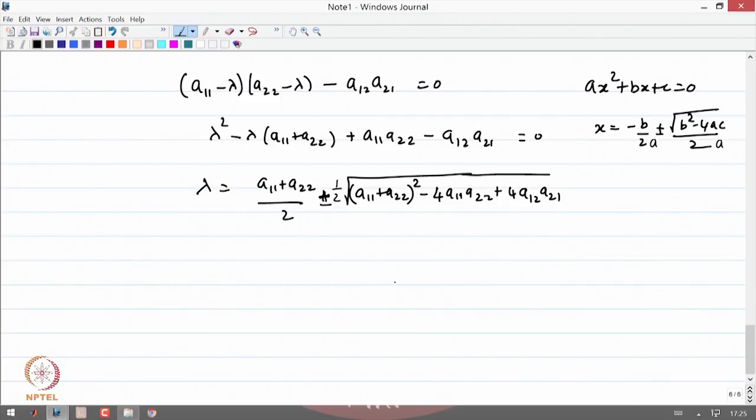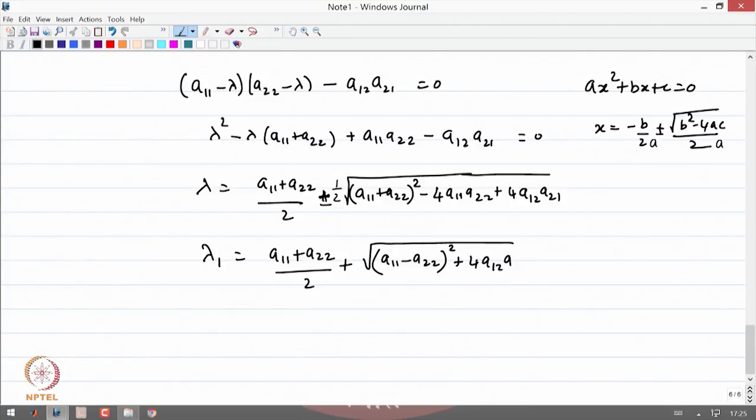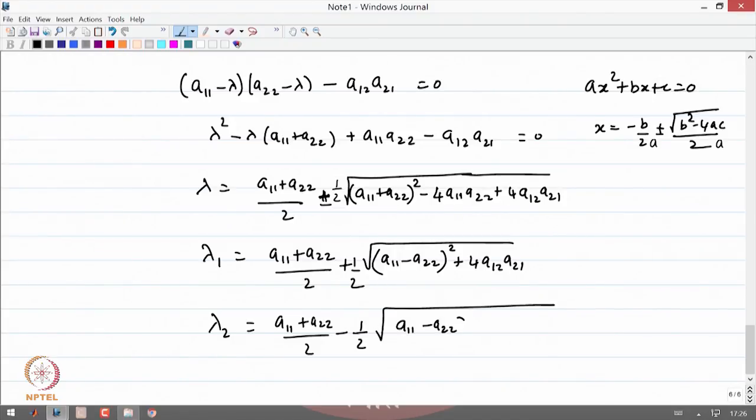So, there are two solutions, and therefore, there are two eigenvalues, namely lambda 1 is (A11 plus A22) by 2 plus 1/2 square root of (A11 minus A22) whole square plus 4 A12 A21. And the other solution is lambda 2 is (A11 plus A22) by 2 minus 1/2 square root of the same thing, (A11 minus A22) whole square plus 4 A12 A21. So, these are the two eigenvalues.